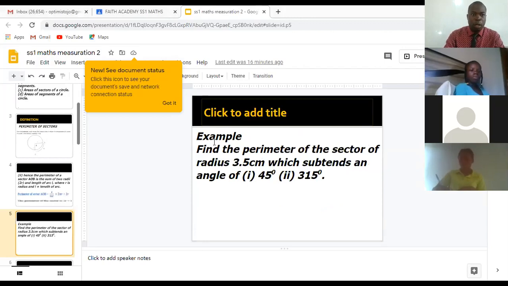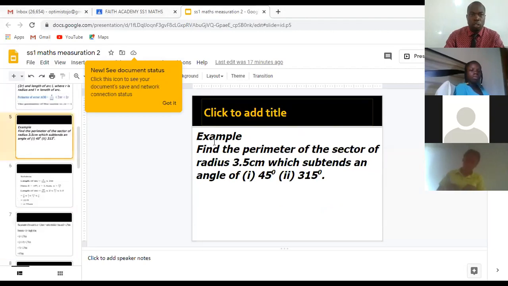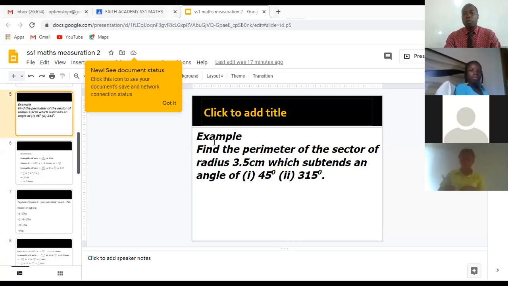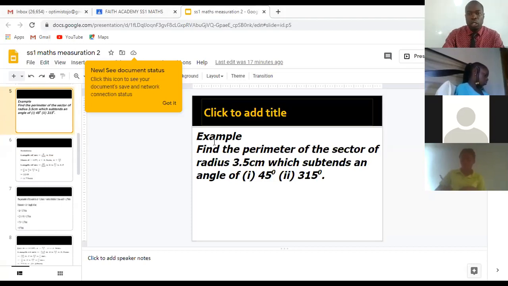So, example. Find the perimeter of a sector of radius 3.5 which subtends an angle of 45 degrees and an angle of 315 degrees. So let's quickly do it.